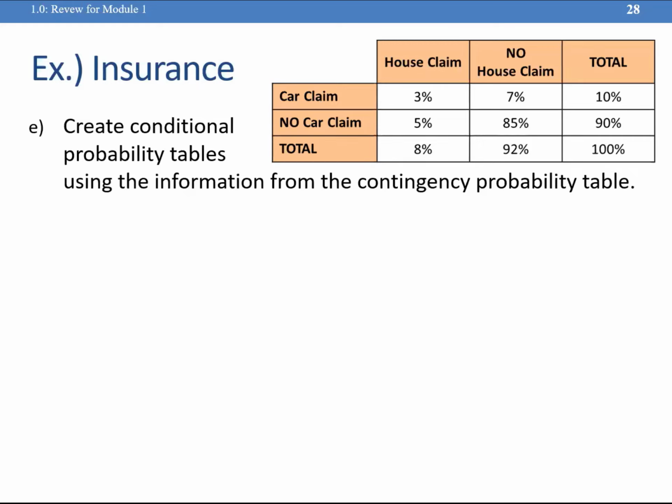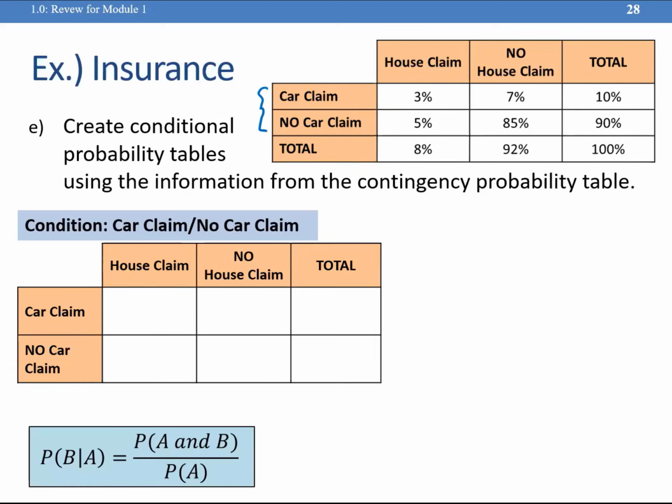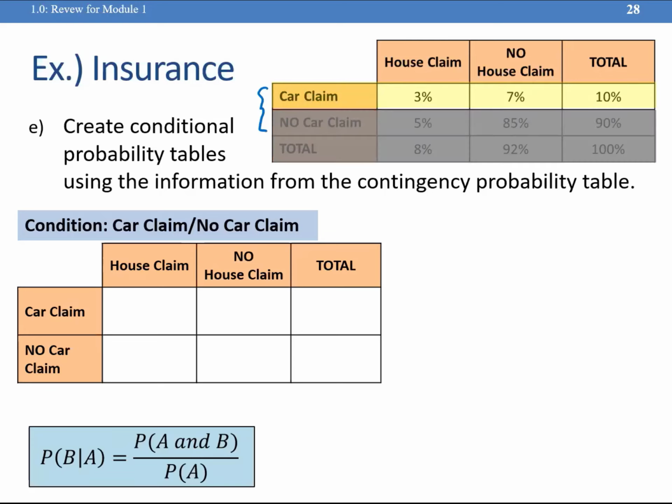So the condition I want to focus on is going to be car claim or no car claim. To do that, I'm going to first focus on what if there was a car claim? What is the probability of there being a house claim or no house claim? So I ignore everything that's not a car claim. Ignore everything else. And we have a new total of 10%.